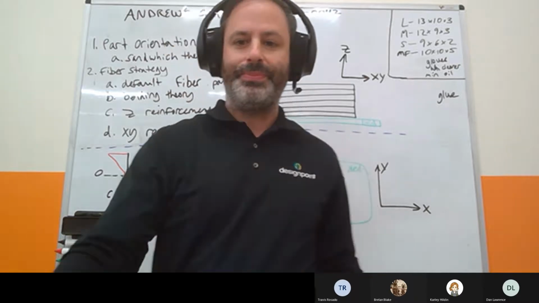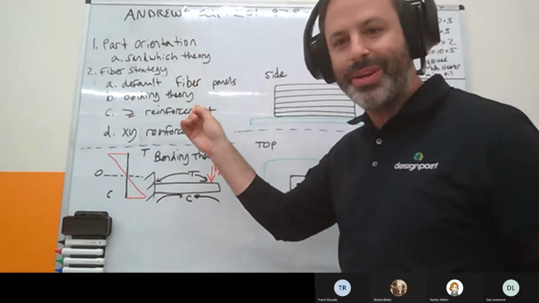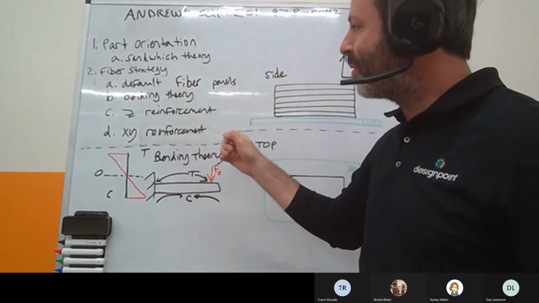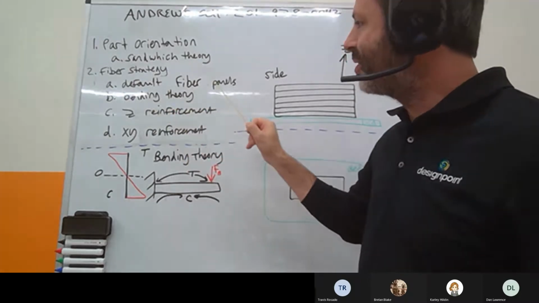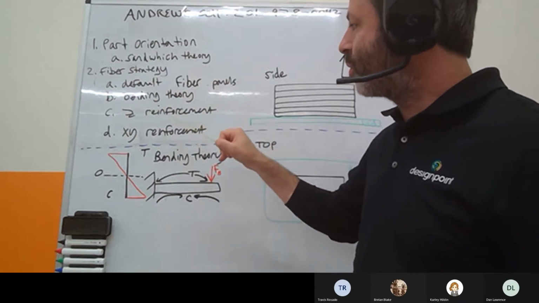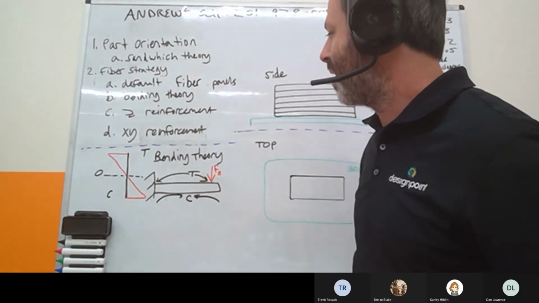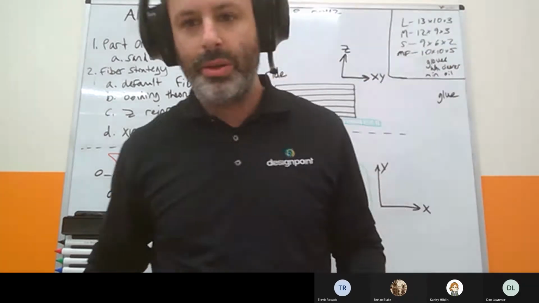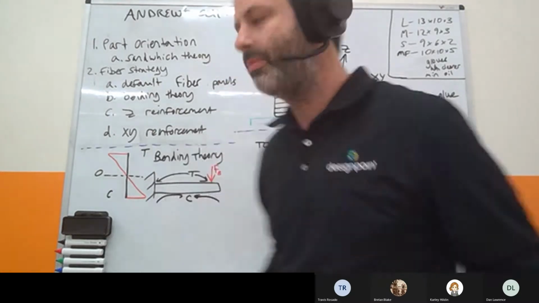And the agenda, we're going to cover, again, part orientation, what I call sandwich theory. And then we're going to go into fiber strategy, how to route fiber, how to get the most bang for your buck. Some of the topics here are: what is the default fiber panel setting? How does bending theory play into this? How do you reinforce in the z-axis versus reinforcing in the XY plane? So we're going to go over all of that. And without further ado, I think we'll get started here and we'll jump in.